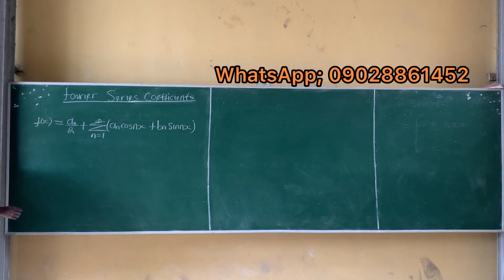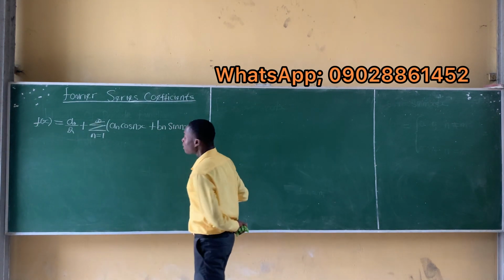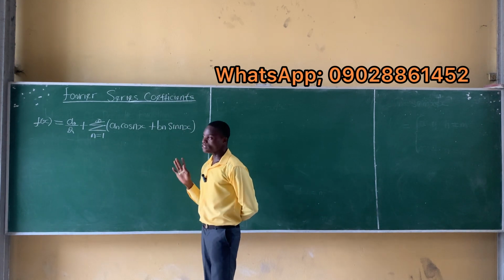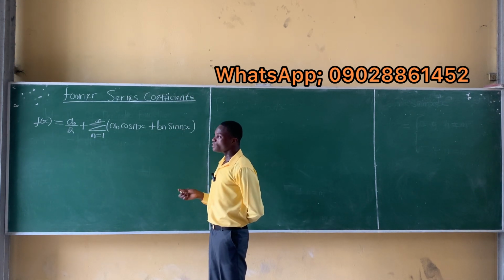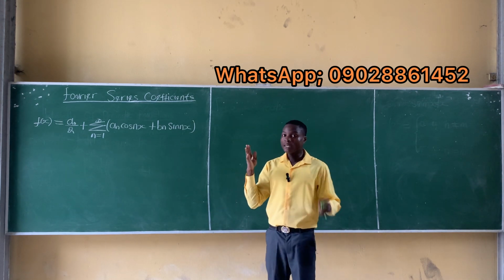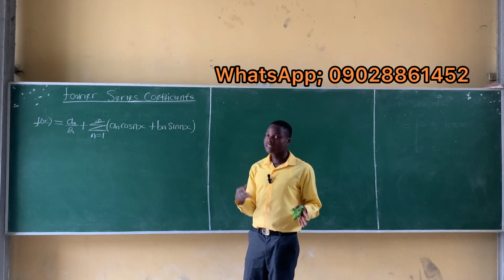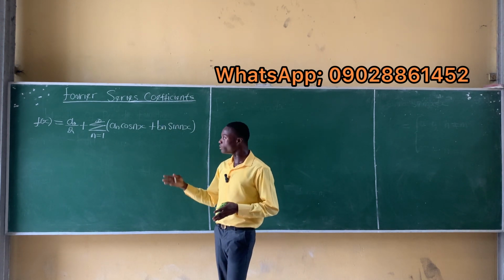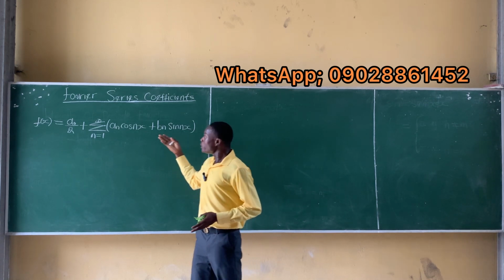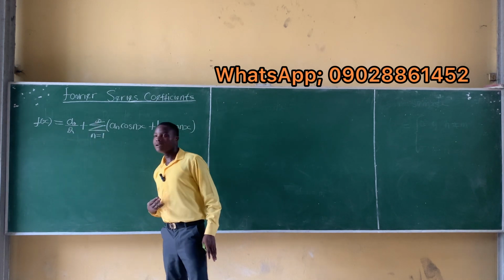But first of all, we are going to do something. First of all, we are going to integrate this function with respect to x over a single period. That is, we are going to integrate the function from minus pi to pi. Don't forget, we said integrating a function over a single period. We are simply integrating from minus pi to pi. So if we integrate this function from minus pi to pi, we are going to find a naught.